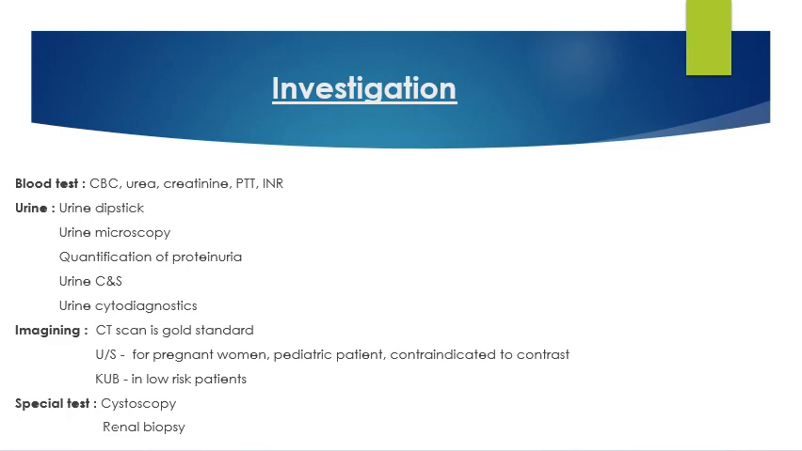Urine cytodiagnostics to see the presence of exfoliated cells in case of transitional cell carcinoma of the bladder. Imaging. CT scan is the gold standard method, but in pregnant women and pediatric patients, in order to have less exposure to radiation, use ultrasound, or in patients who are contraindicated to contrast use in CT scan. In case of low risk patients, start with X-ray. If no conclusions can be drawn from the above tests, or to confirm their findings, some special tests are done like cystoscopy and renal biopsy.